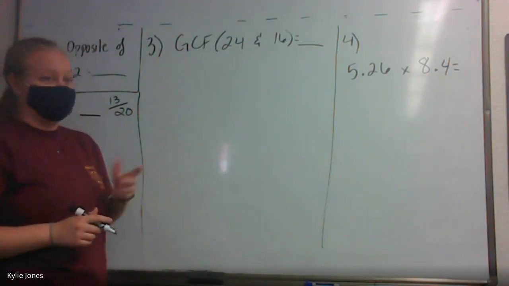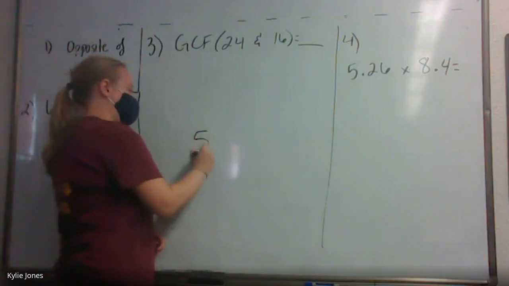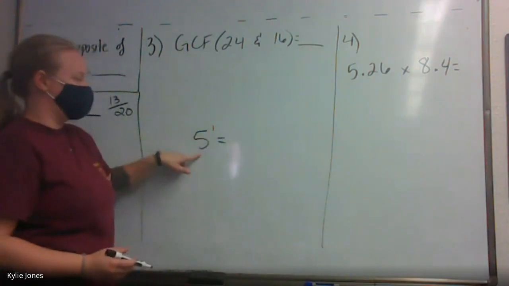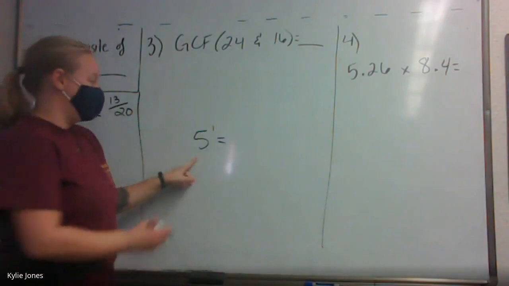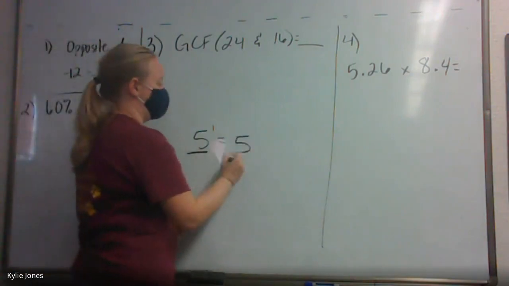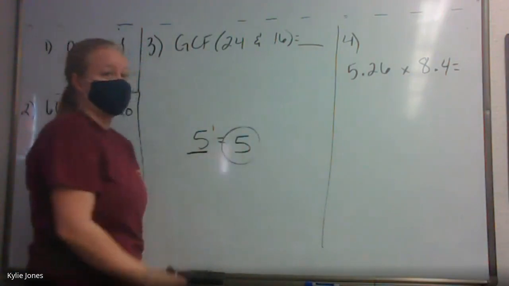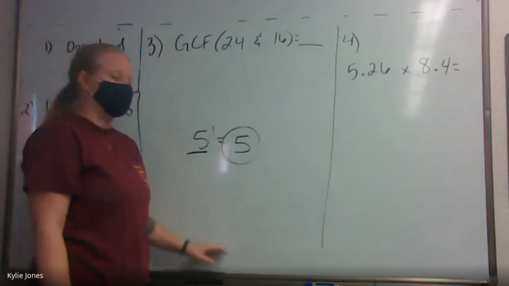Okay, hang on. Thank you. And then 5 to the first power, like you said, 5 to the second power is 25. 5 to the first power is when you take 5, multiply it once, and you just get 5. Anything to the first power is just the same number.